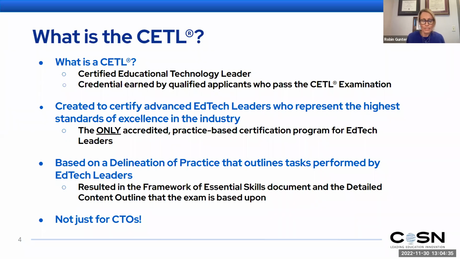And that is something to always keep in mind when you're looking at your own professional learning, your own professional growth, and what that means for your profession. Also, our exam and our process really focuses on that framework of essential skills, which is developed and published by COSN. And so the whole process takes into account those skills and abilities that you acquire and grow through the process and then get the certification for.